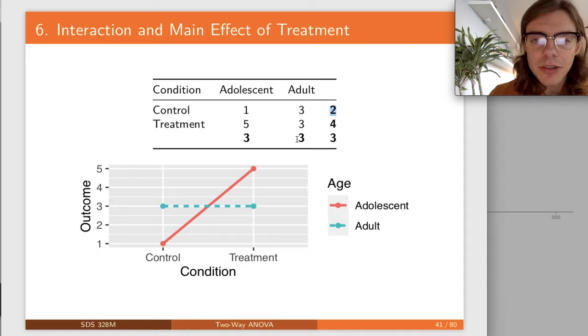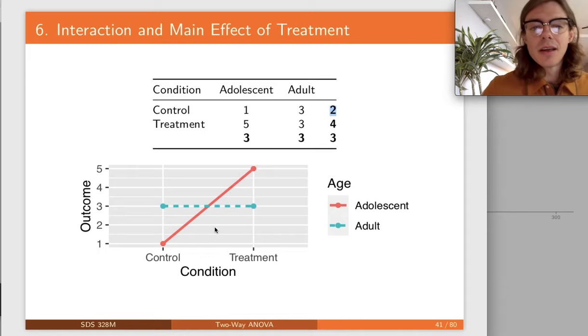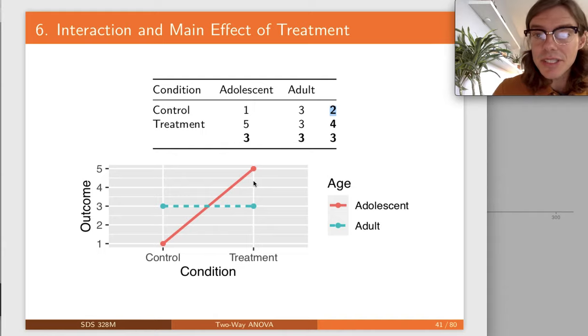Age isn't having an effect overall, right? So if you're an adolescent, average those two cell means for adolescents, so 1 and 5, the average of those two numbers is 3. And for adults, average 3 and 3, the average of those two numbers is 3, right? So regardless of if you average the blue dots or the red dots, you get 3. So there's no overall effect of age. But there is a significant interaction here, right?